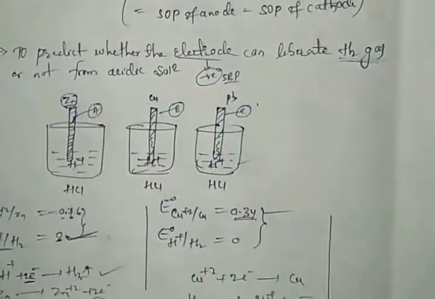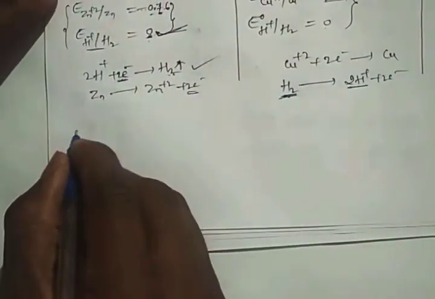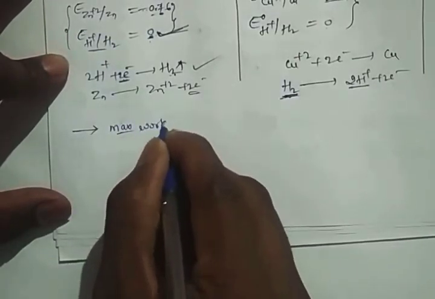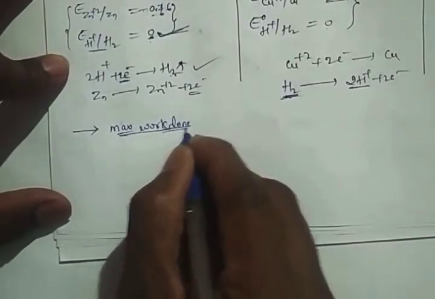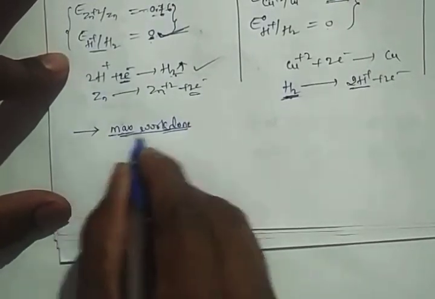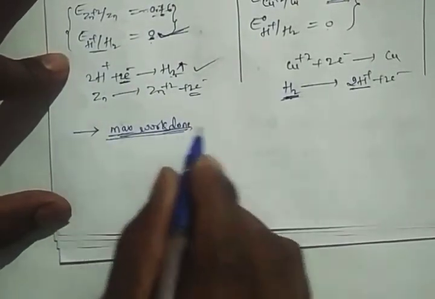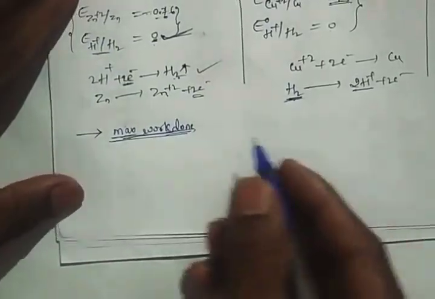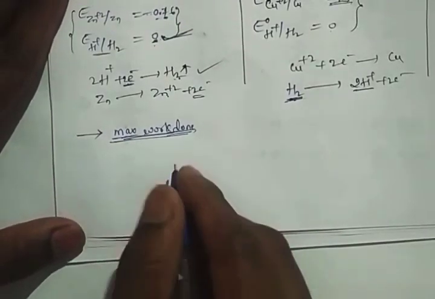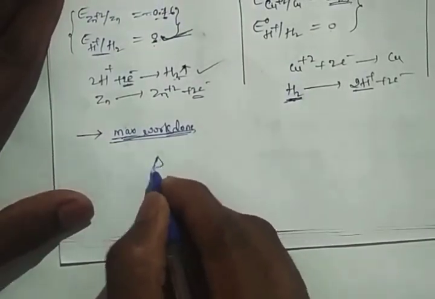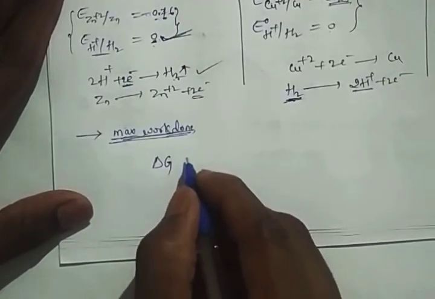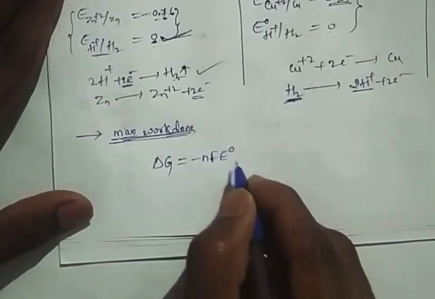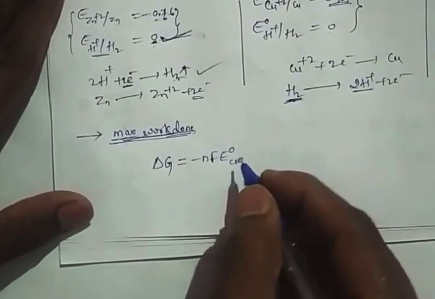And the last application is, it helps to calculate maximum work done. This is also an important equation. This equation in the application part in thermodynamics, in the last concept, we studied, and this equation we have also given in that topic itself. Maximum work, that means free energy delta G, is given by the formula minus nFE naught of the cell.